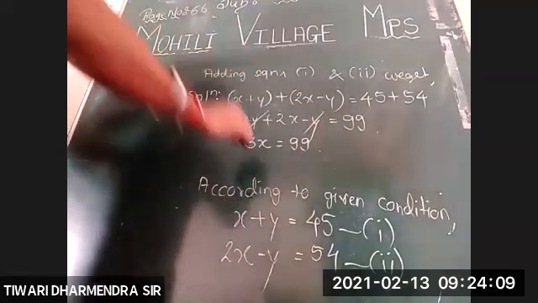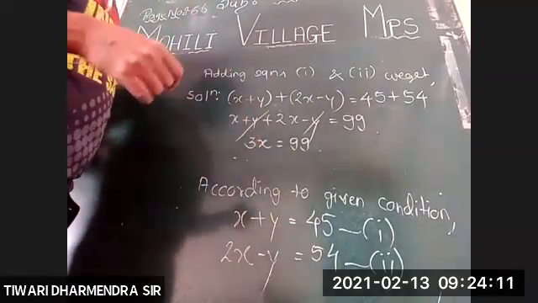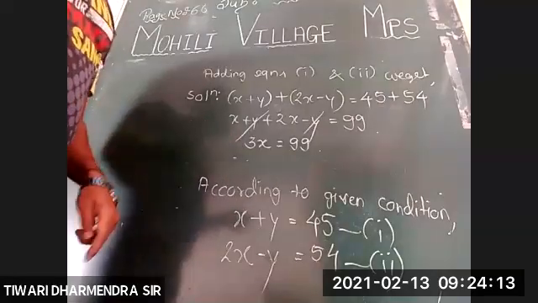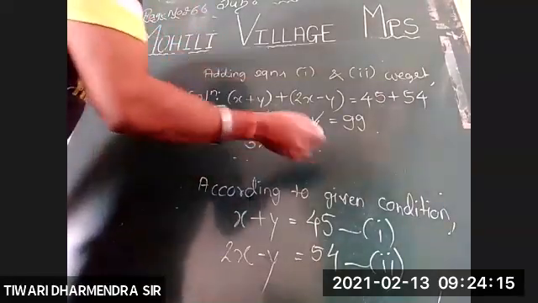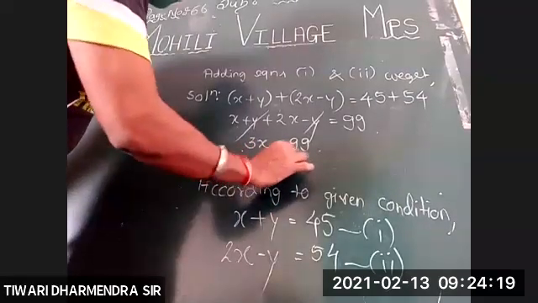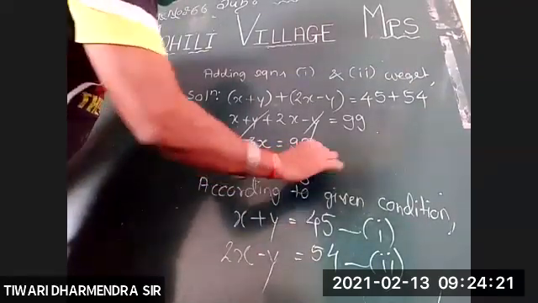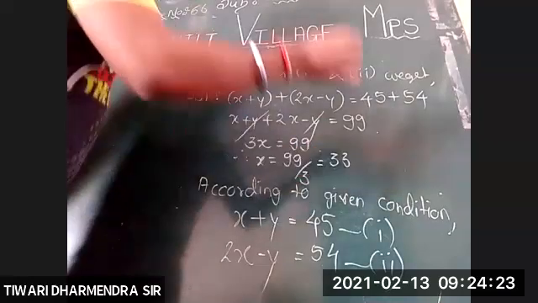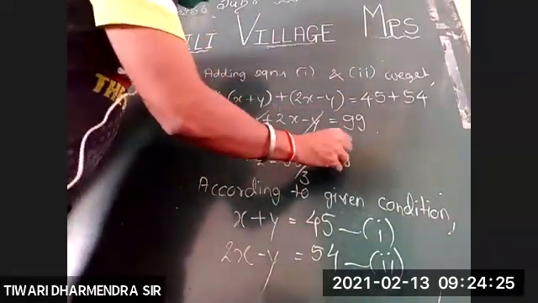So therefore, now 3 is in the form of multiplication on the left hand side. When we take this 3 to the right hand side, it will take the form of division. X is equal to 99 divided by 3. What is the answer? 33.